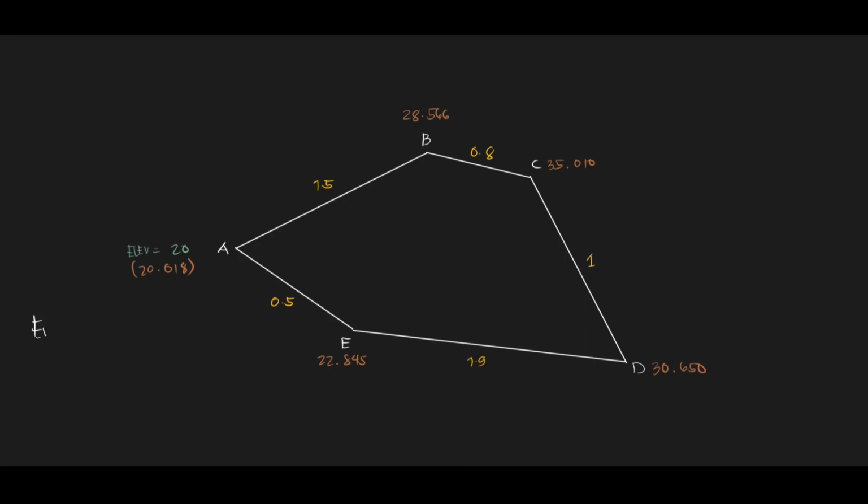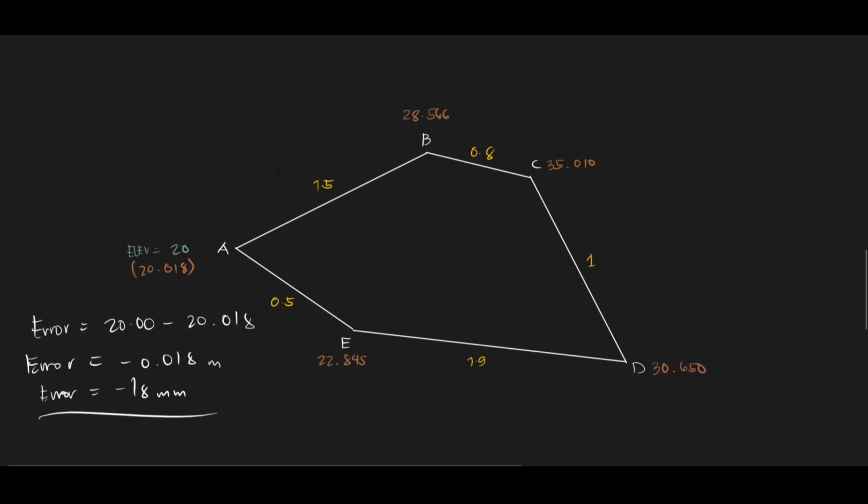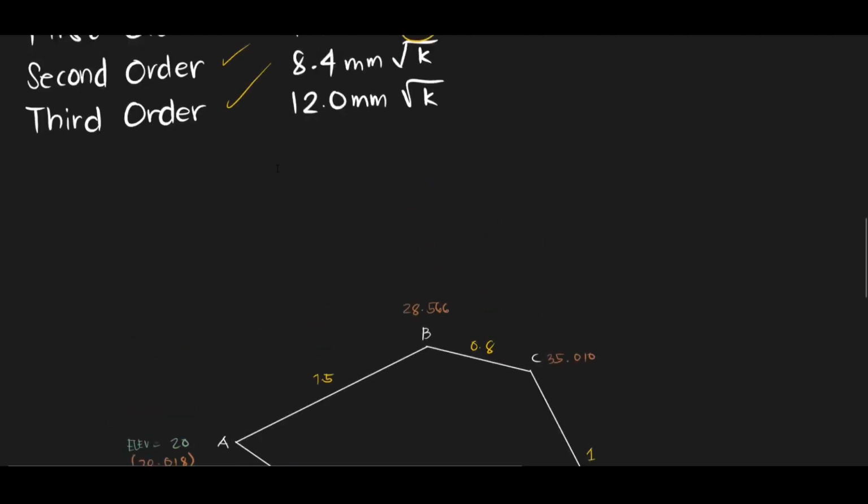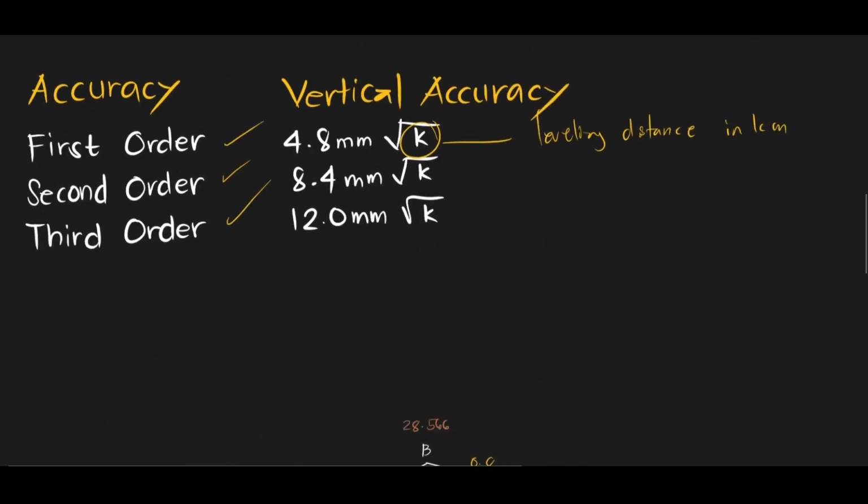The first thing we need to do is calculate the error. The error is 20.00 minus 20.018, so the error is equal to negative 0.018 meters, or if you want to express it in millimeters, 18 millimeters. Now that we have determined our misclosure, let us compute the threshold that we want. Let's say our target is third order accuracy, then we need to use this one.